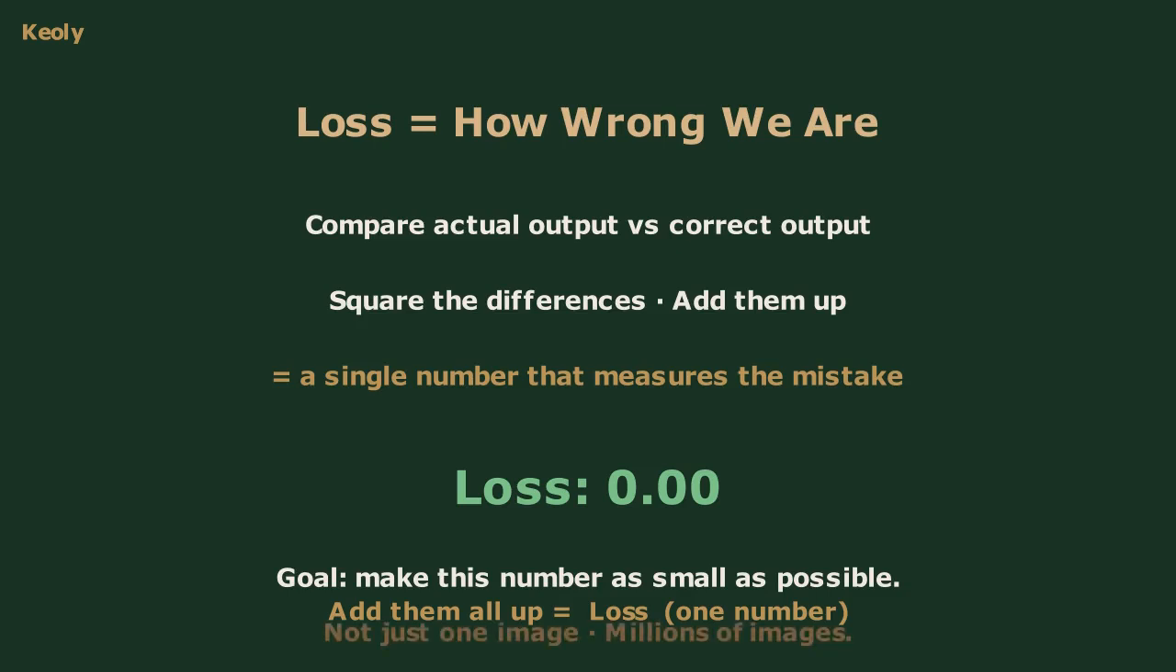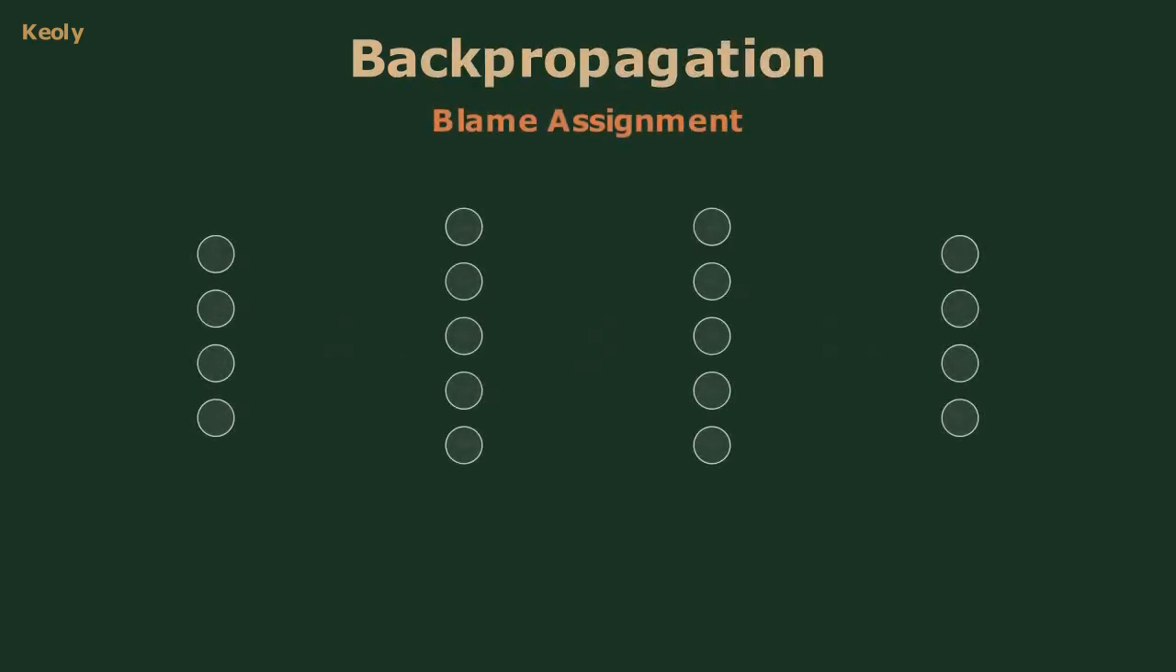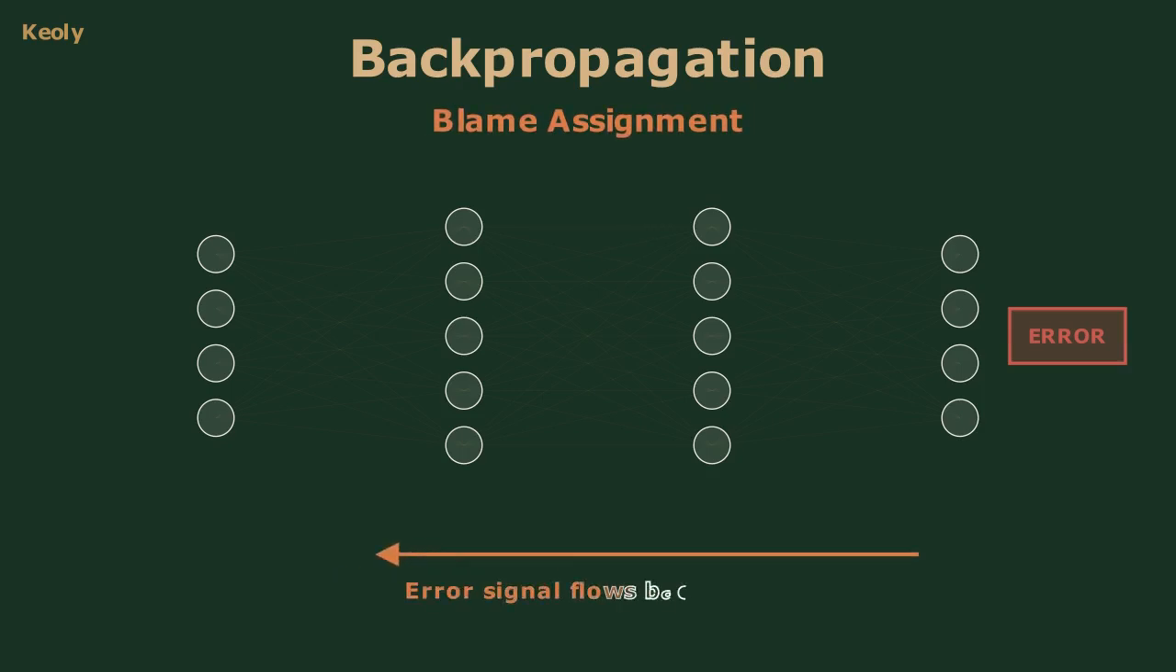We want a network that gets them all right. Now the question is, which of these 13,000 weights do we adjust, and by how much? This is where backpropagation comes in. Think of the network like a long chain of causes and effects. The output was wrong. Something in the last layer caused that. But those neurons were influenced by the layer before them, which was influenced by the layer before that, all the way back to the inputs.